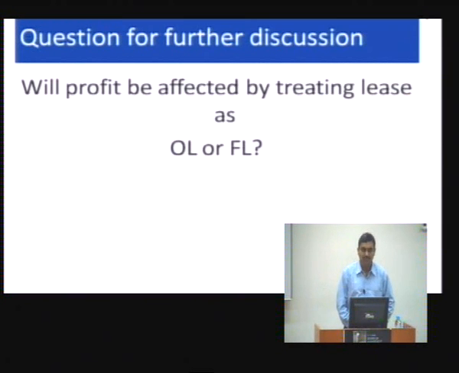Will the profit be affected by treating a lease as an operating lease or a finance lease? The answer to this question depends on the methods of depreciation that you adopt. Maybe in one of our later sessions, we will try to combine the depreciation discussion along with the lease discussion to understand the effect of the lease, depreciation and its impact on the profit.